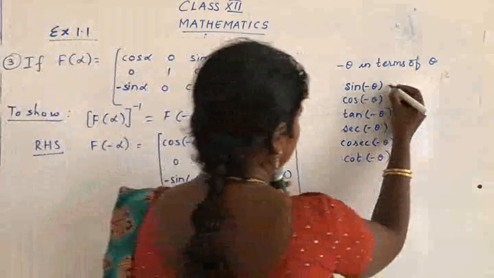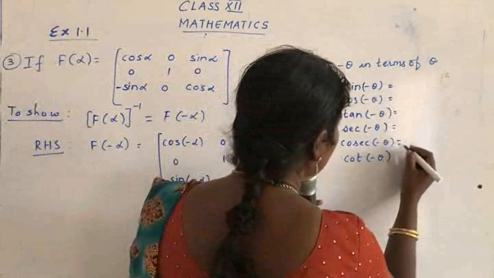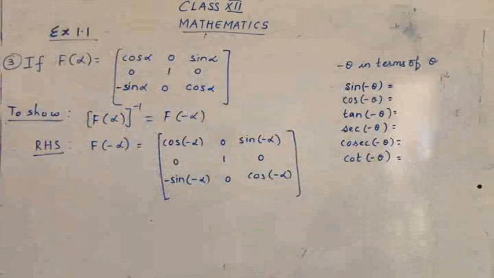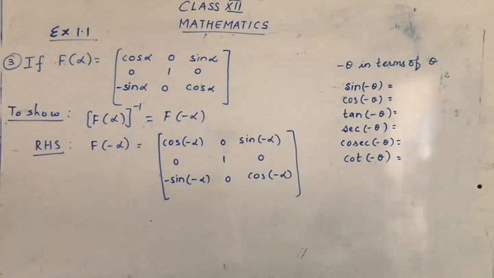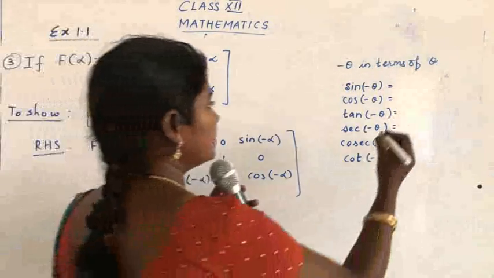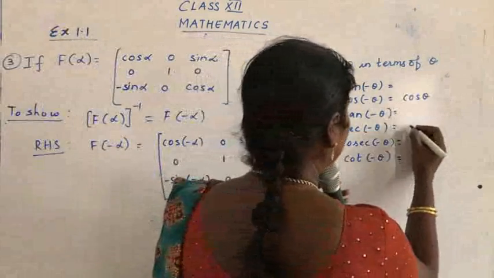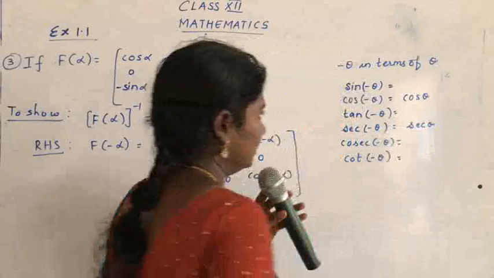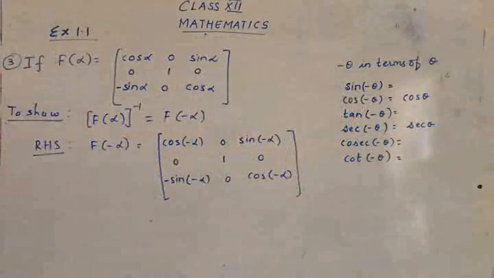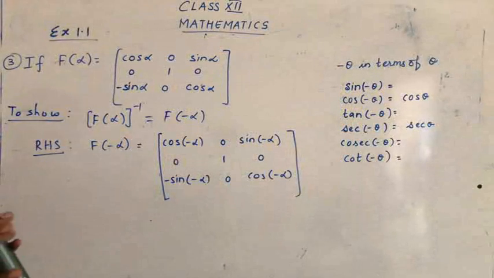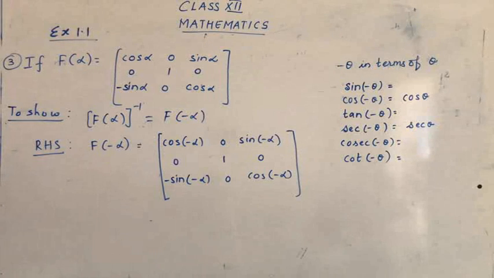So now the easy method is, just remember, for cos and sec, that is for cos and for secant, the sign changes. That is, cos minus theta becomes cos theta, and secant minus theta becomes secant theta. That's all. So from the 6, only the 2 change. Already you people have studied this. This is a small recap so that you will be thorough with your points.